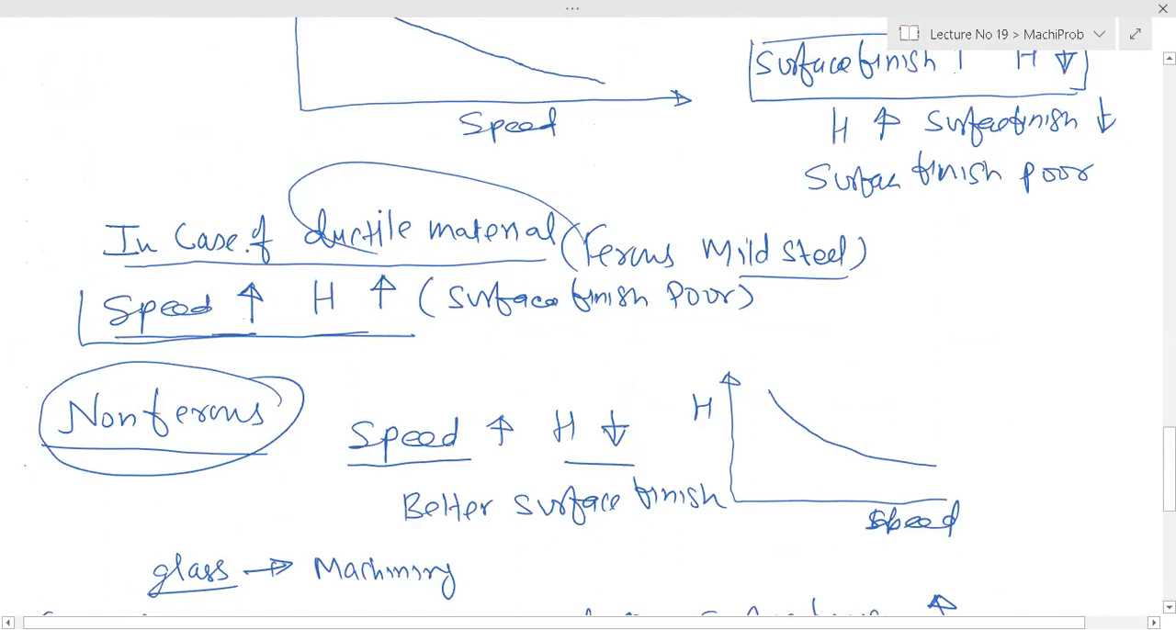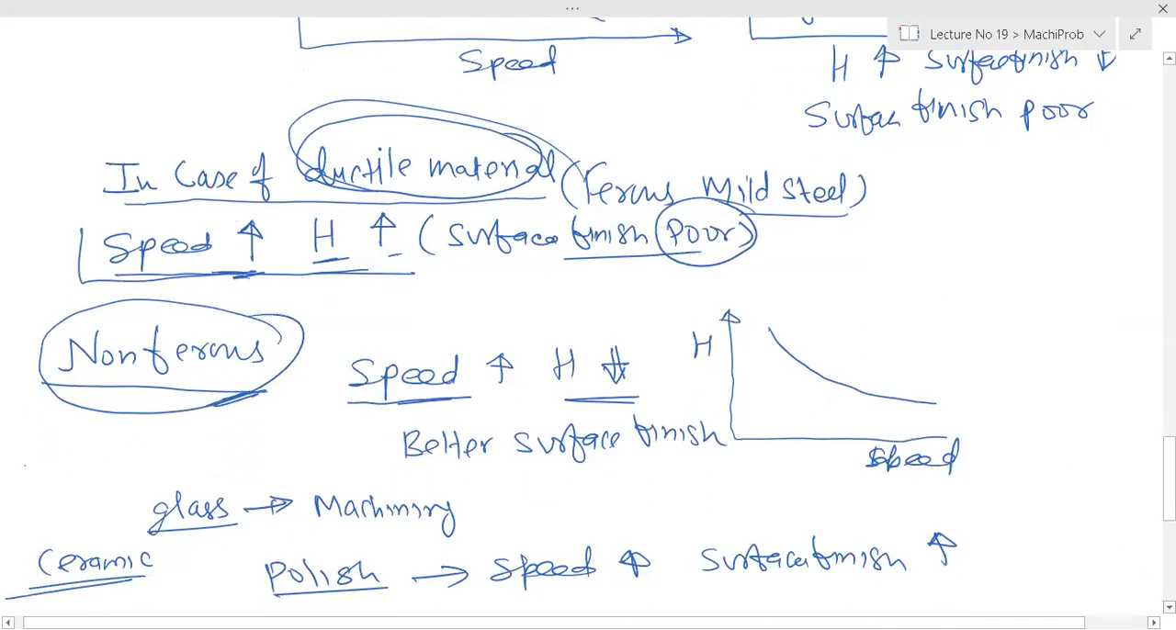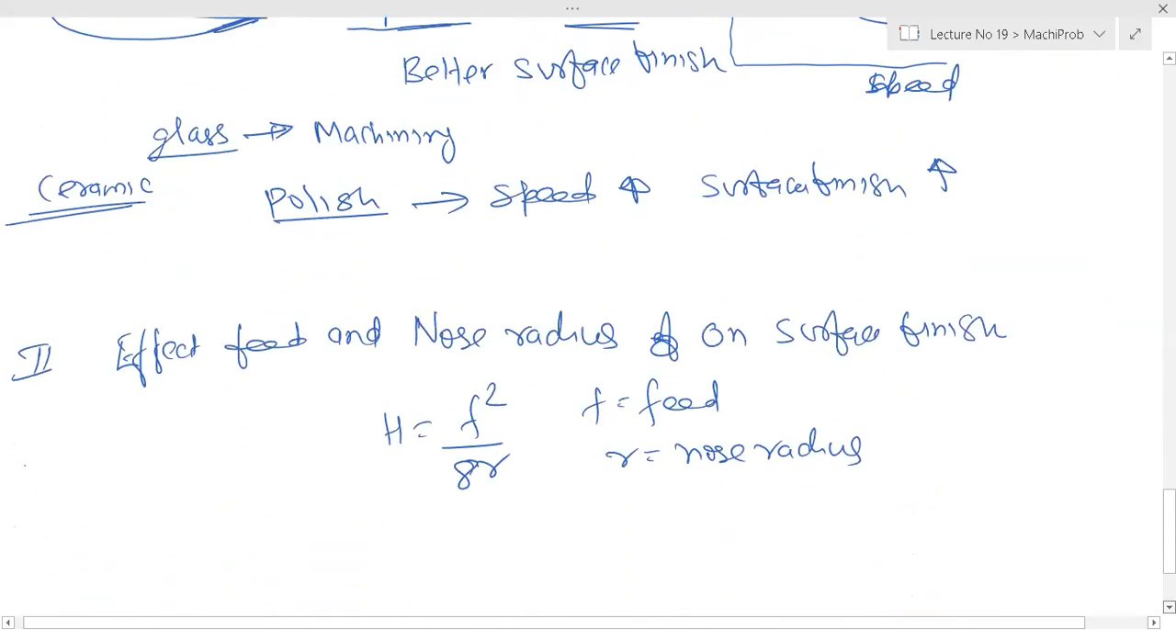It is already written in case of ductile material, you have speed increases, H increases, surface finish poor. I have already said. What is his name? Rajat. Already I have written. In the ductile material case, when speed increases, surface finish poor. But in case of non-ferrous, you have speed increases, H decreases. I think you have not seen this. Generally, non-ferrous is okay.